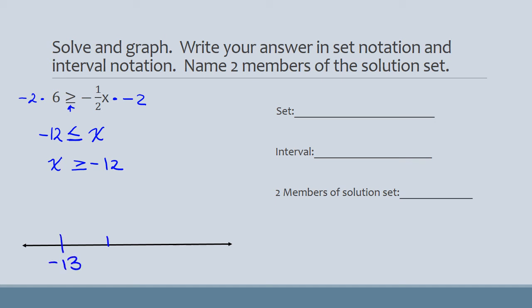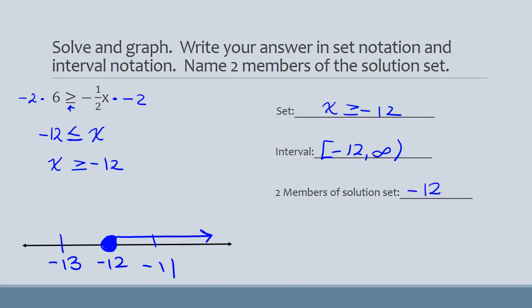So negative 13, negative 12, negative 11, closed circle, an arrow going in that direction. So in set notation, x greater than or equal to negative 12, interval, it's included, so it is a bracket negative 12 and infinity, parenthesis. Now, just like I told you when we were doing ordered pairs and we were doing functions, different symbols mean different things in math, so you need to make sure that you have your symbols right. Negative 12 would be included in this, and I don't know, 0.